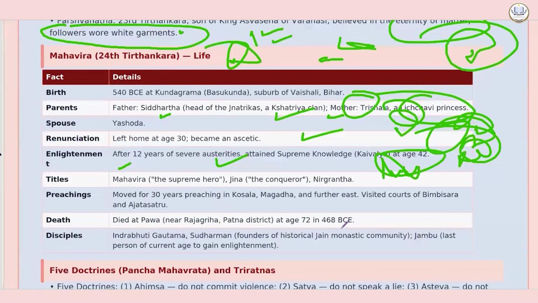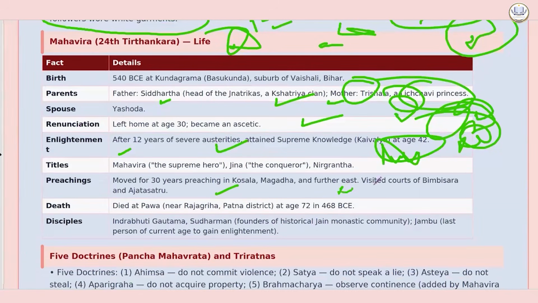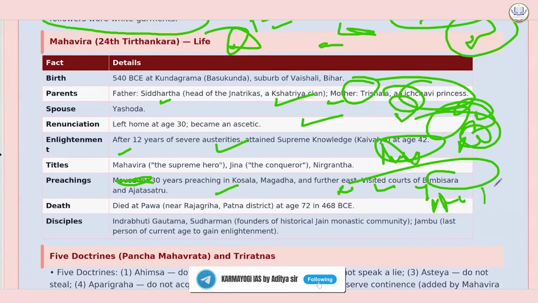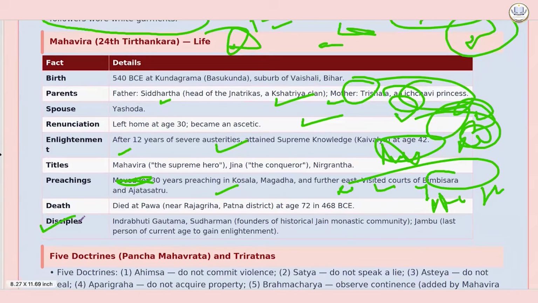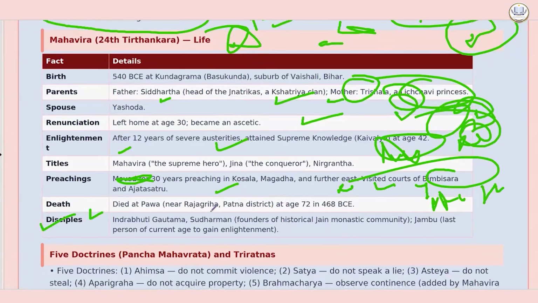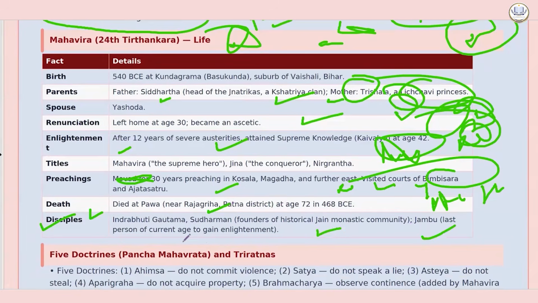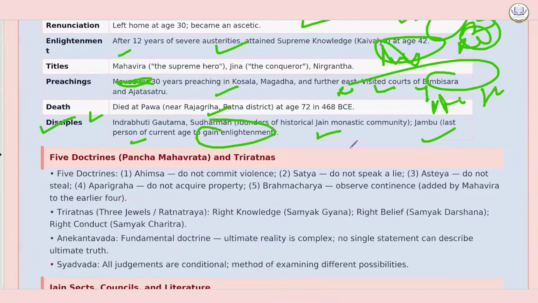He moved for 30 years, preaching in Koshala, Magadha, and further east, and visited the courts of Bimbisara and Ajatashatru. He took nirvana at Pava near Rajgir, in the Patna district, at the age of 72 years. His disciples were Indrabhuti Gautama and Sudharman, founder of the historical Jain monastic community, and Jambu, who was the last person in the current age to gain enlightenment.